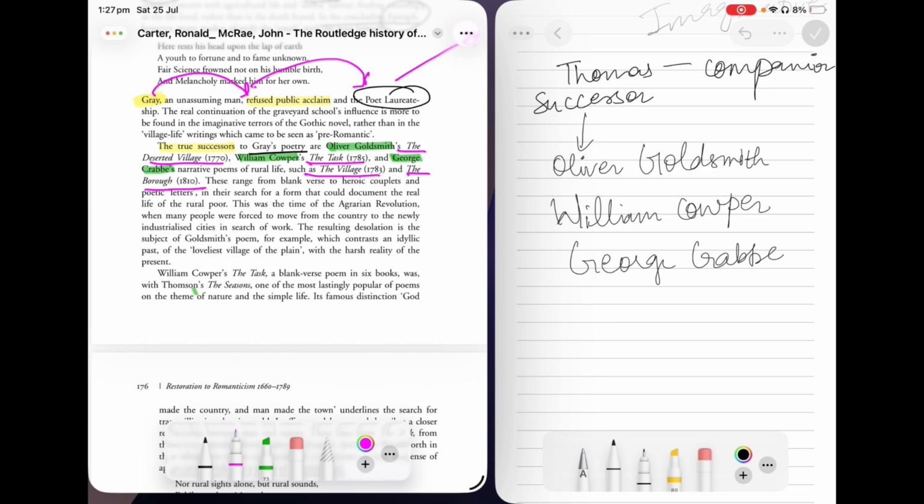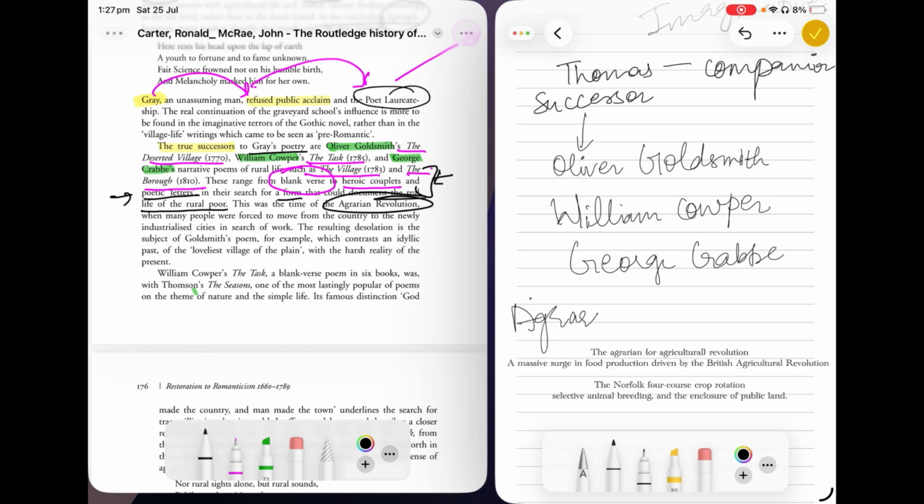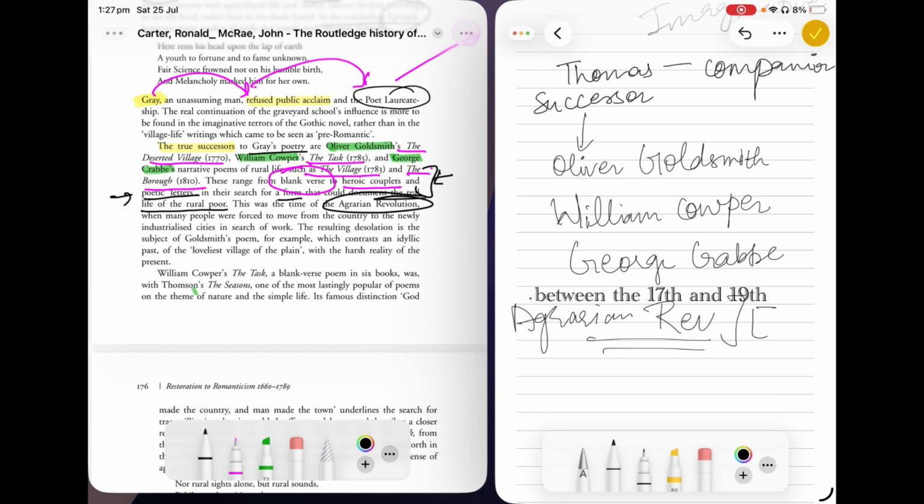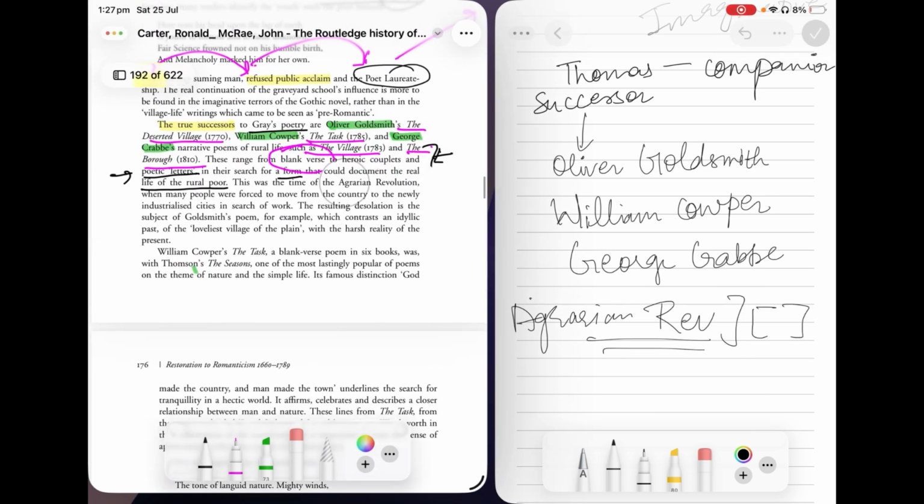This range of poetry started from blank verse to the heroic couplet. They started writing with blank verse and they are using the heroic couplet and the letter format in their writing, in the search of a form that could document the real life of the rural poor. This was the time of the agrarian revolution. Just add in your notes what the agrarian revolution is and which writers were writing during this time. Write the timeline. These are the only writers who were writing in this time, this revolution.